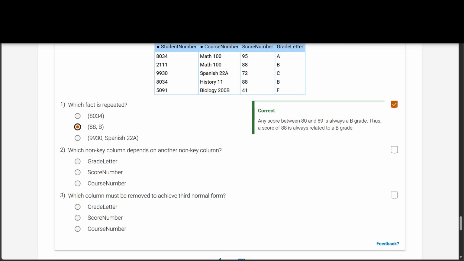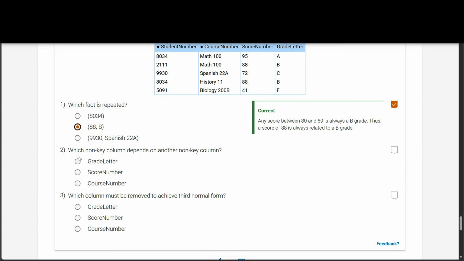So which non-key column depends on another non-key column? Is it the grade letter, the score number, or the course number? So there's a course number here, the student number, the score number, and the grade letter. So the grade letter depends on the score number, which depends on which?